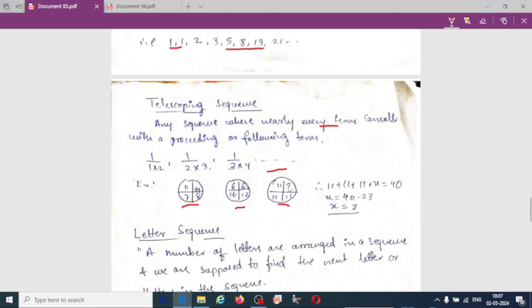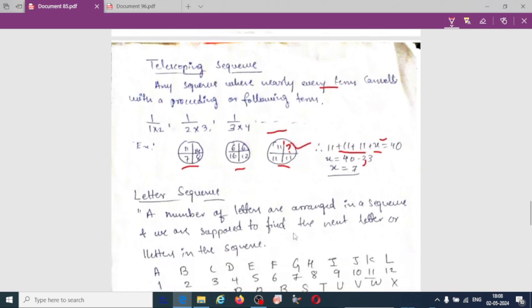In the third circle, what will be the question mark here? What will be the number appearing in this area? Let us add all the 11s: 11 plus 11 plus 11. The number you want to find out, you can keep it as x. So x is equal to 40 minus 33. You will get 7. So 7 is the required number.